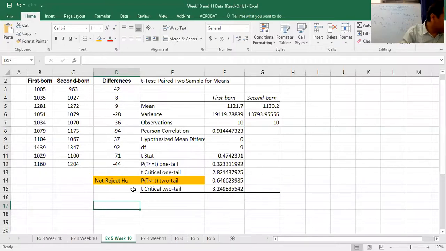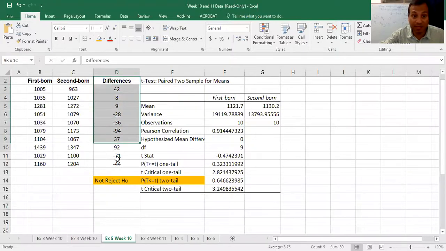Part B is to calculate a 99% confidence interval of the mean differences of the brain volumes between the first born and the second born twin. So it's a CI interval for the mean differences. And what is the difference? The mean difference, what is the difference? We calculated the differences over here.